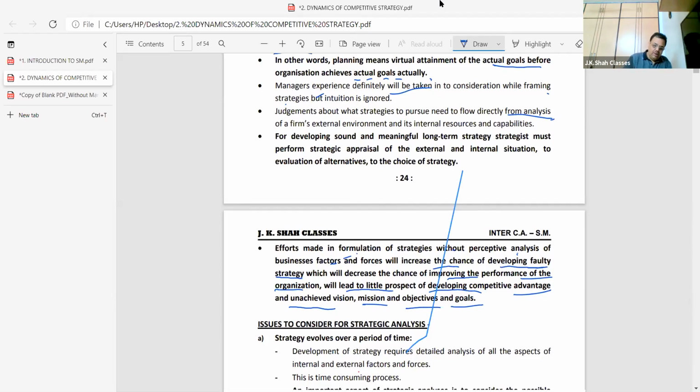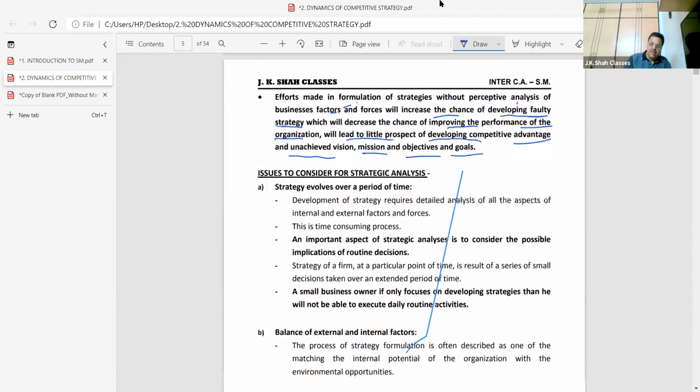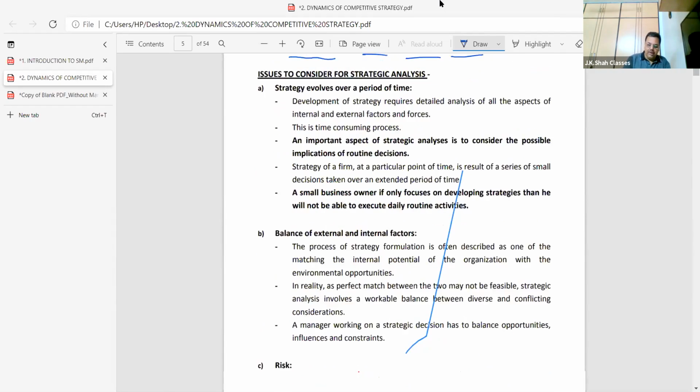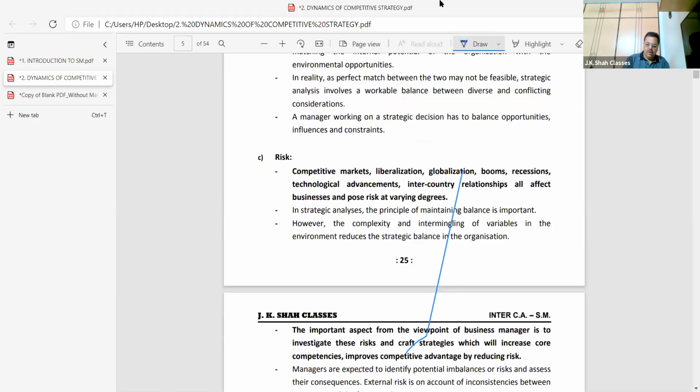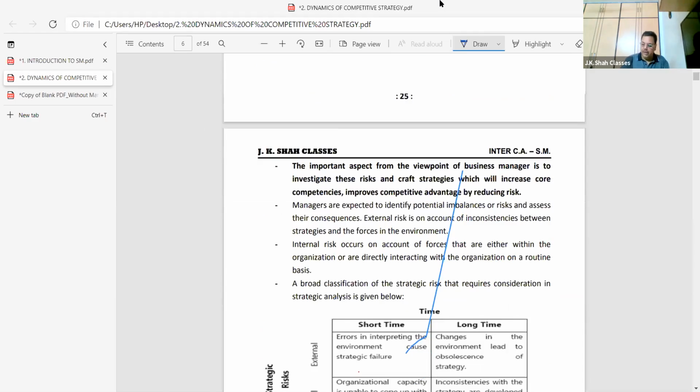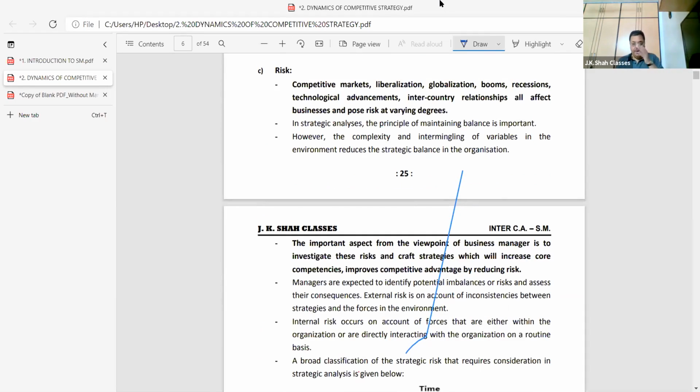Now, what are the issues to be considered for strategic analysis? These all points are there, but it will take much time, students, because this matrix is difficult. So I'll give you a 5 minute break. Whatever doubts you have, you can ask me after that. Right? 5 minute break I'll give to you.